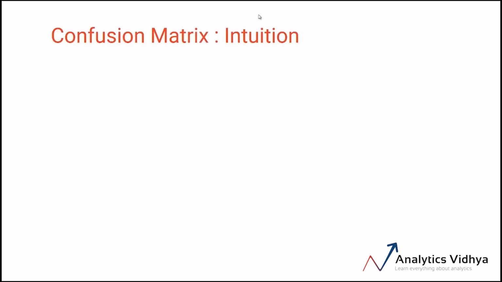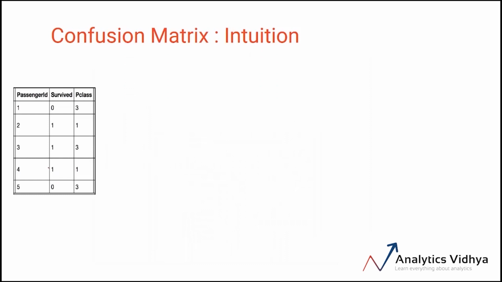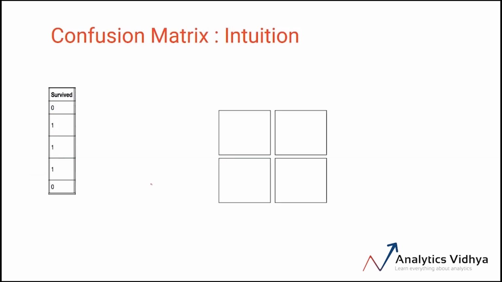The word confusion might be there in the name, but don't worry. It's easy to grasp when you understand the intuition behind a confusion matrix. So let's begin. A confusion matrix is an n by n matrix where n represents the number of classes in the variable. In the Titanic dataset, our dependent variable had only two classes, 1 and 0, representing survived and not survived respectively. Therefore, in this case, the value of n will be 2, and the confusion matrix formed will be a 2 by 2 matrix.